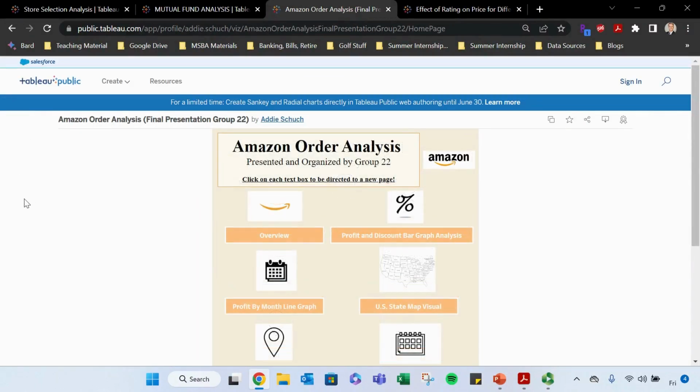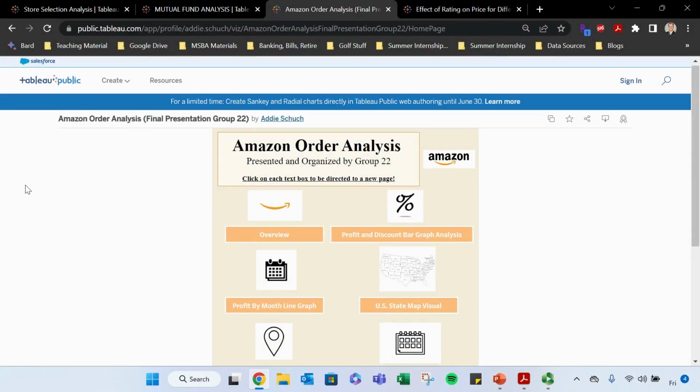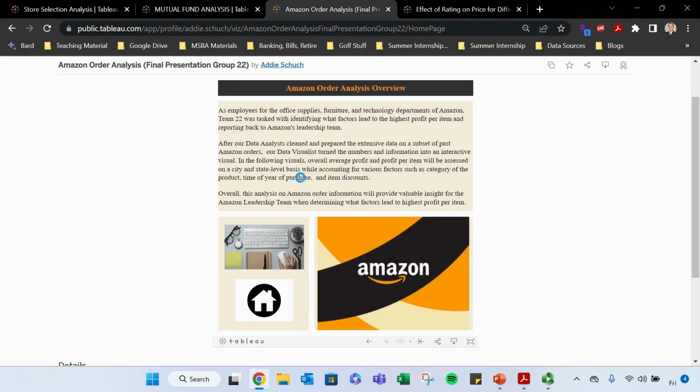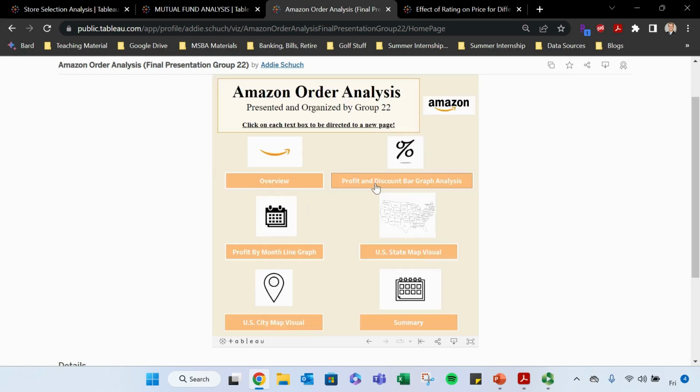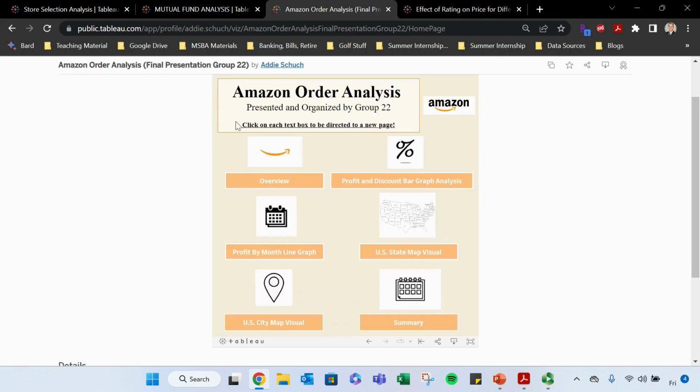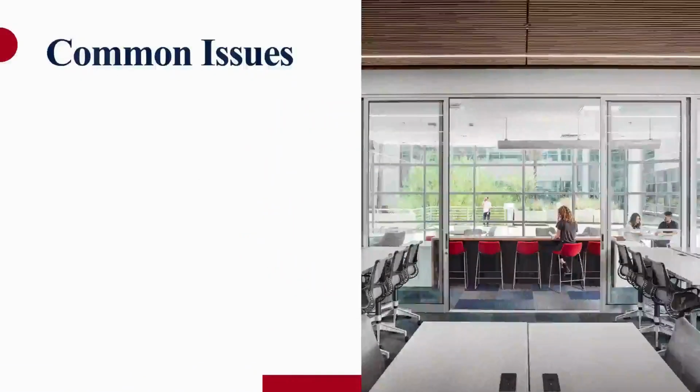And again, students are so creative sometimes. They're working with Amazon data, and they have these buttons you can click to look around, and they leverage the basic things. There's the overview, and then let's look at profit and discount graph analysis. The visuals are simple, but it looks nice, which is really what we're looking for. And they have the different ones that they go through. Okay, so that was the good.